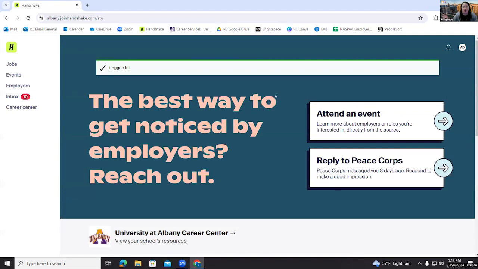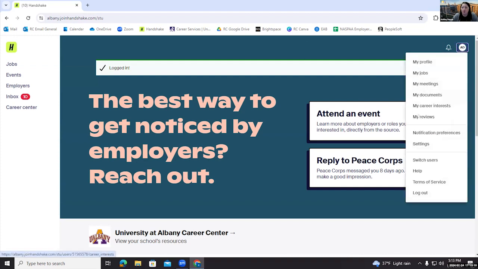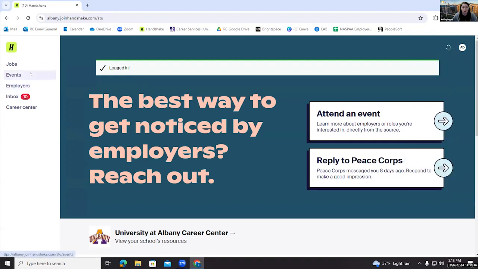Okay, so when you're logged into Handshake, this is what it looks like from a student's perspective. Up here is where you can access your profile and documents and other helpful information, settings, etc. Over here, this is where you can access jobs, event information, including career fairs, employer information sessions that we promote, and otherwise, employer information. You can direct message through Handshake, and this is the button you're going to click on in order to submit your internship for approval.